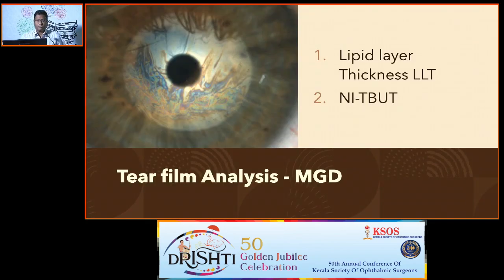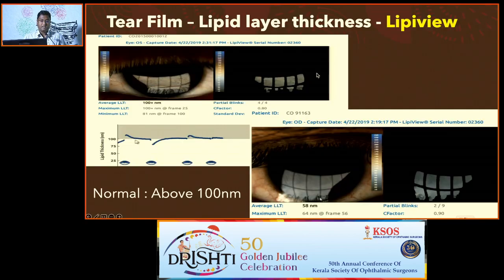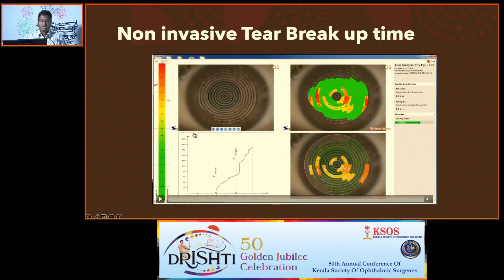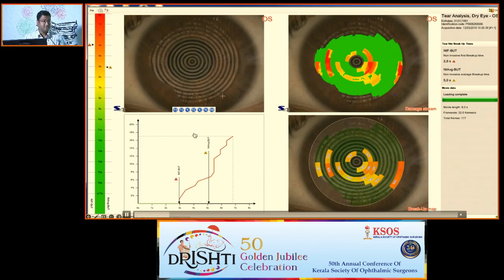Next, coming to lipid layer thickness or non-invasive tear break-up time. Again, you can see this with LipiView from Johnson & Johnson. If you have a lipid layer thickness of 100 and above, it's considered normal. Anything below that, there is a deficiency. This can also be seen with the meibomian gland dropouts, and you get a comprehensive report of both of these in the LipiView.